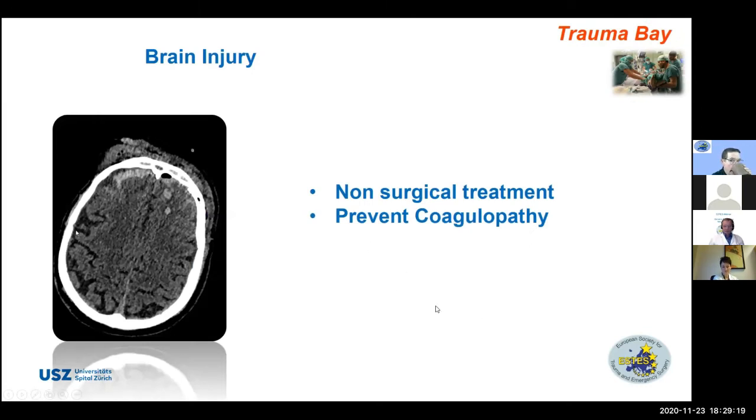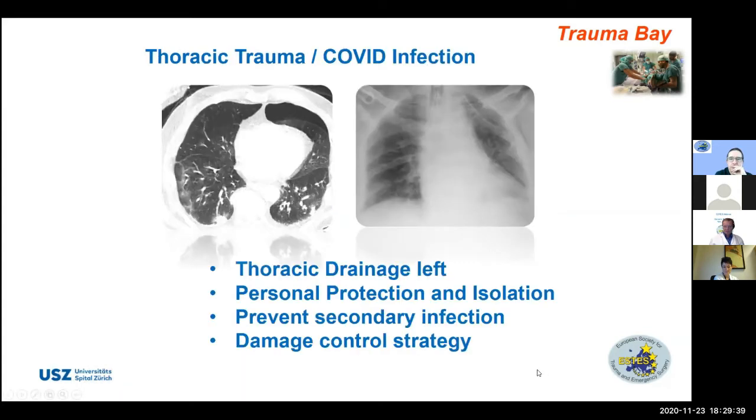So let's focus a little bit on the brain injury, which we haven't done so far. Of course, non-surgical treatment is the option here, and prevention of coagulopathy was put down by our neurosurgical team. We also placed the chest drain on the left side. And all these issues have been addressed.